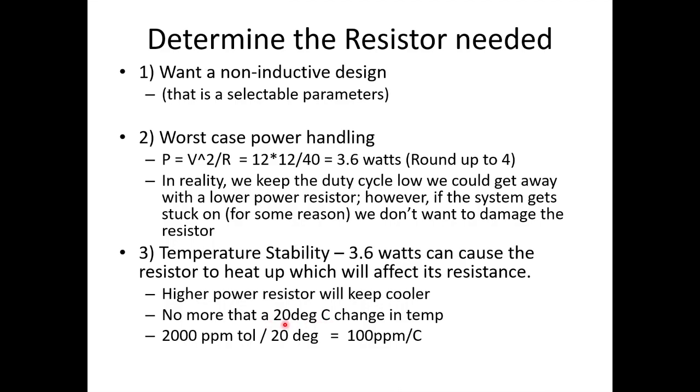I don't think we're going to get near this, but this is my upper limit. And so if we're looking for 2,000 parts per million tolerance, divided by 20 degrees, that means we're looking for a resistor with a 100 parts per million per degree C temperature stability coefficient. This means that the resistance won't change more than 100 parts per million for each degree C of temperature change.